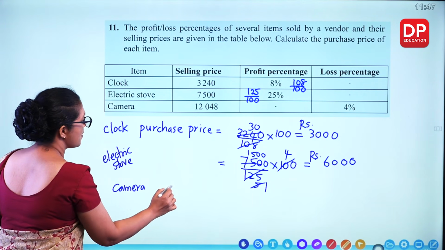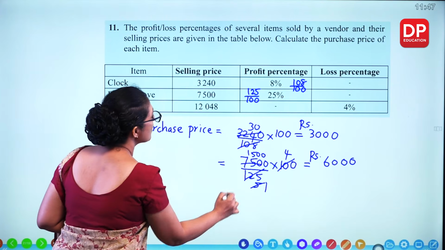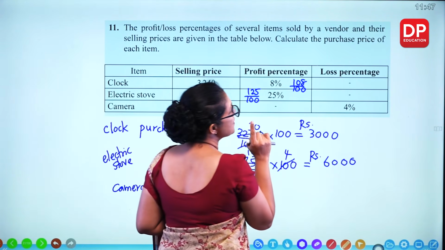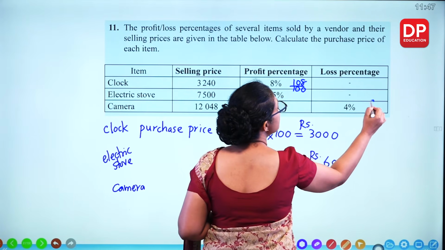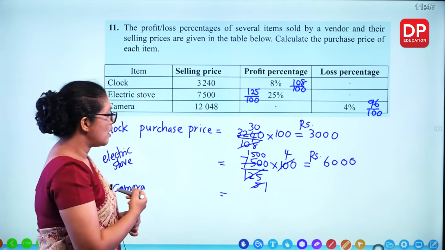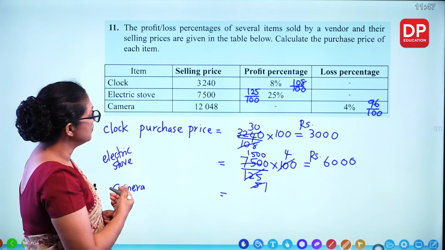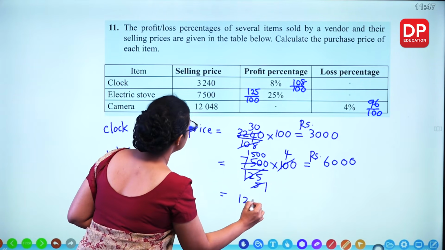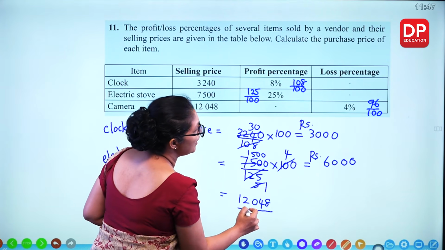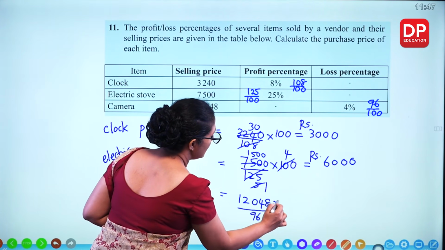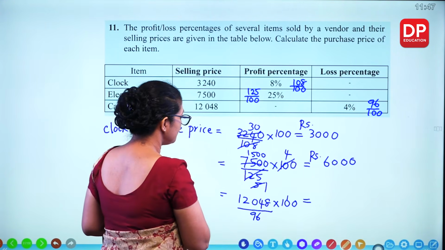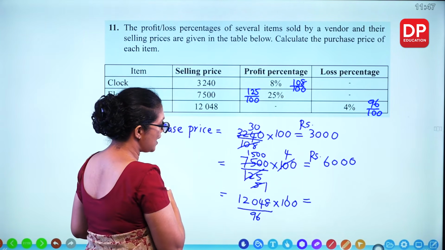And the camera, what's the purchase price for camera? This is loss of 4%. So that means 96 over 100. So how can you find out the purchase price for camera? Selling price is 12,048. Divide by 96 into 100. So divide by 96.